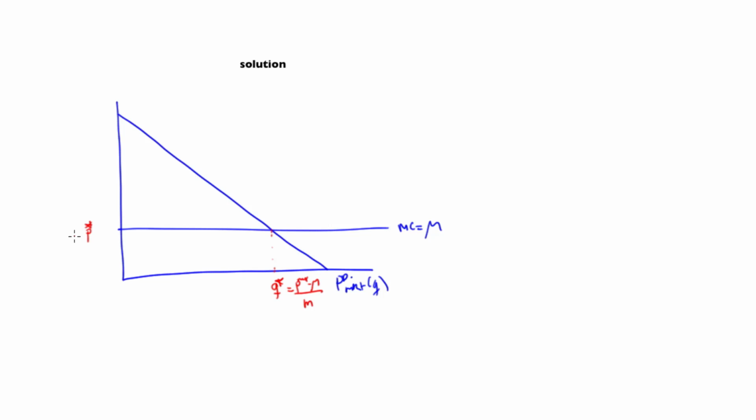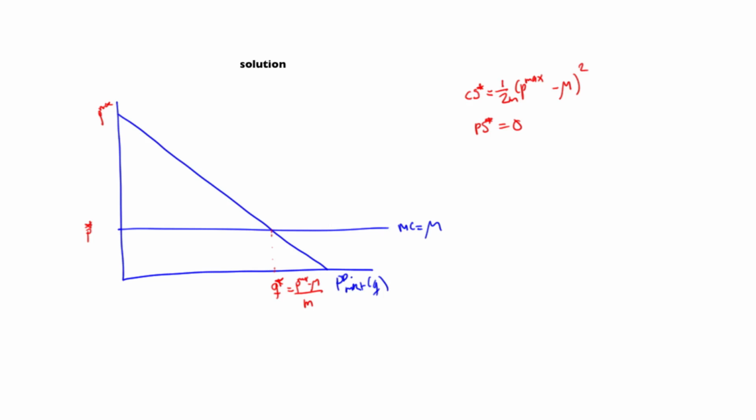So we know that the area of the triangle in the competitive equilibrium, the consumer surplus, is going to be equal to 1/2 times this height. Remember, this intercept is P max, so it is P max minus mu, times the quantity, which is P max minus mu divided by M, so P max minus mu square over 2M, and the producer surplus is 0. That's what happens in a competitive equilibrium, regardless of the number of firms.